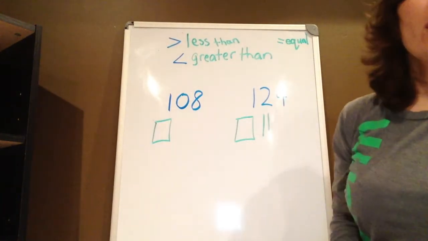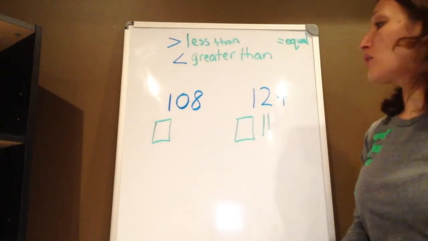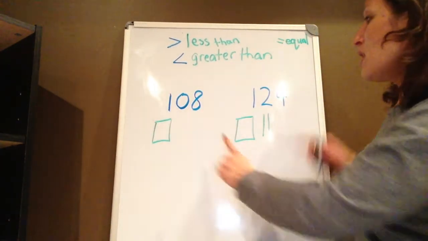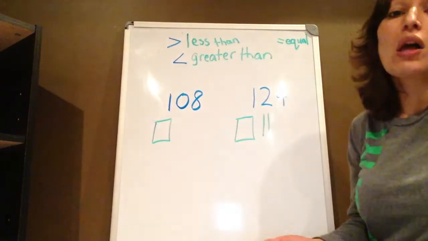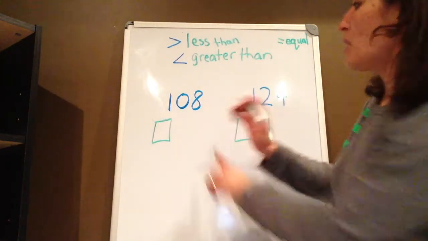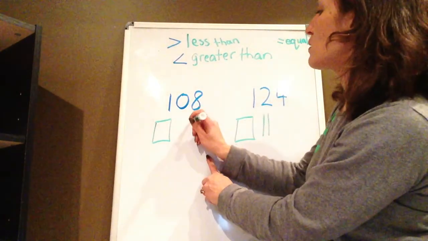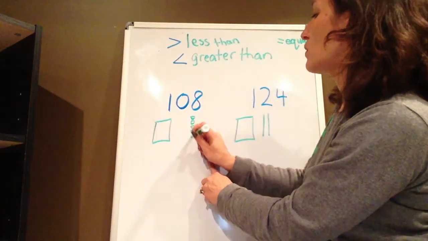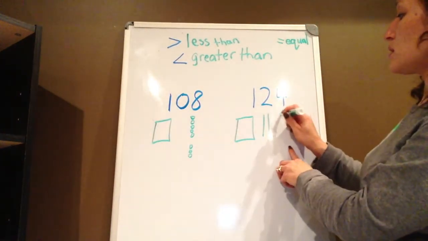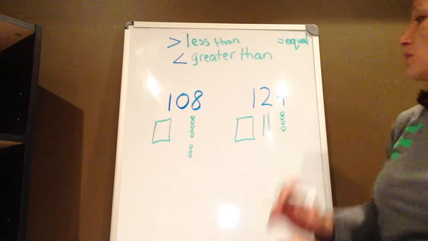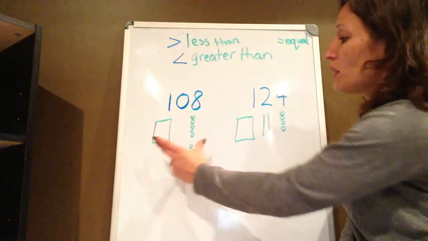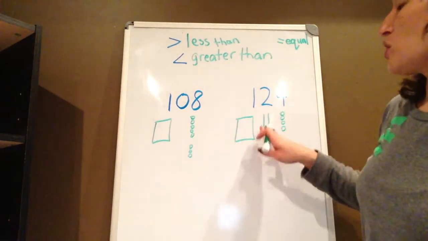Now I could stop right there because my answer is very clear. This number doesn't have any tens, but this number does. They both have ones. I can tell already which number is greater, but let's finish the drawing to see if that helps us. This number has 8 ones. And this number has 4 ones. If you just look at the pictures, you can tell that this picture has more than this picture. So we know that this picture is greater.